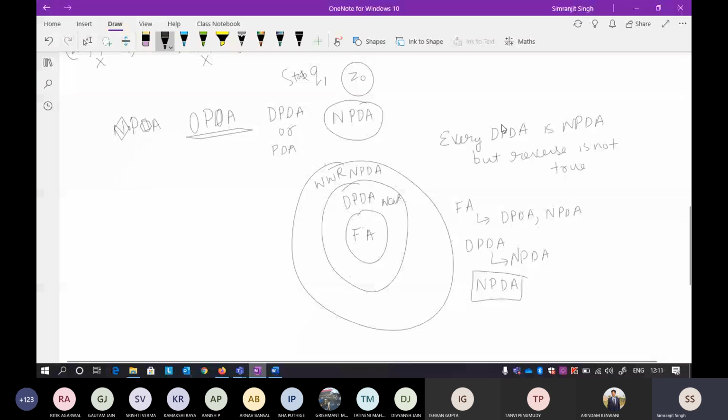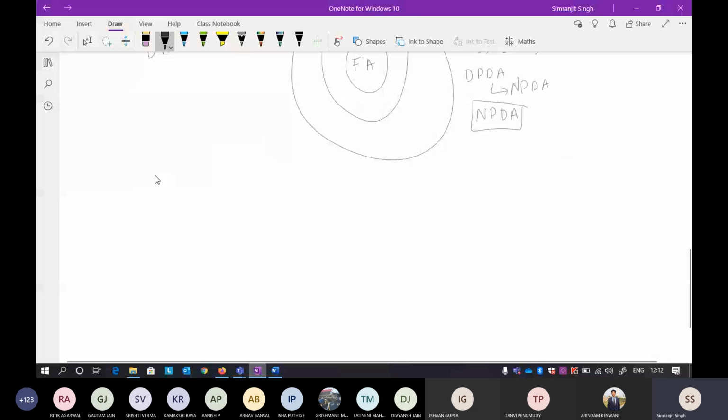But if you remember, DFA and NFA are both equivalent. So every DFA is actually an NFA, and every NFA can be converted into a DFA. Keep that also in your mind. Now this is the example of DPDA. Our next problem that now arises is identification.